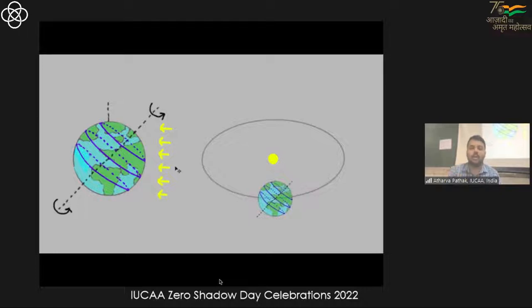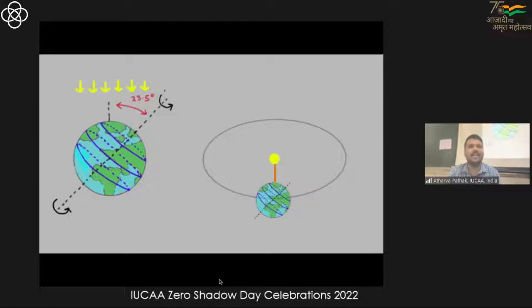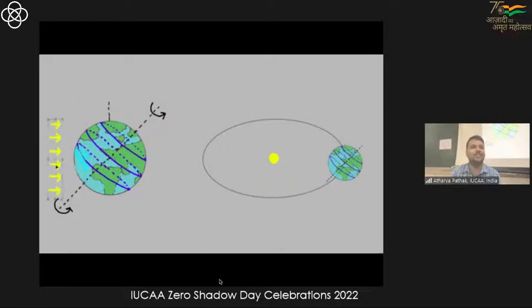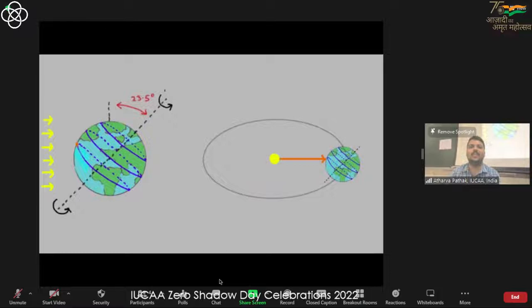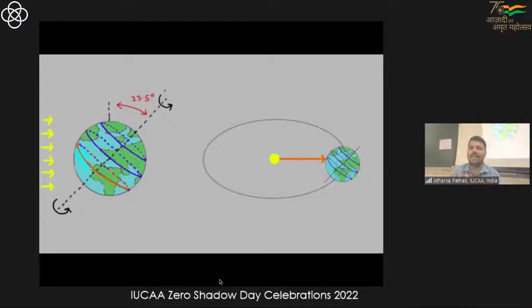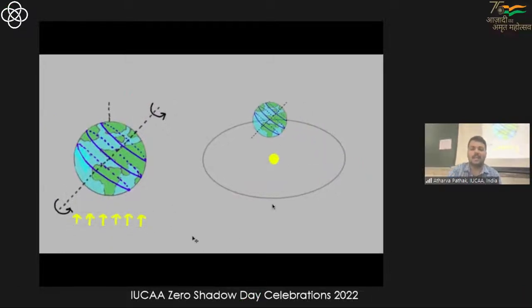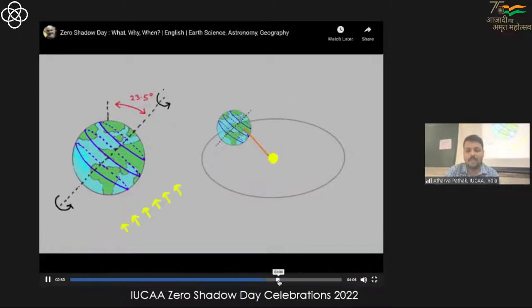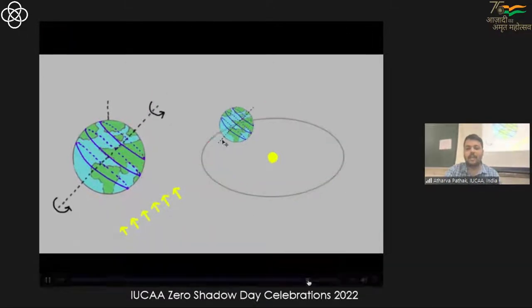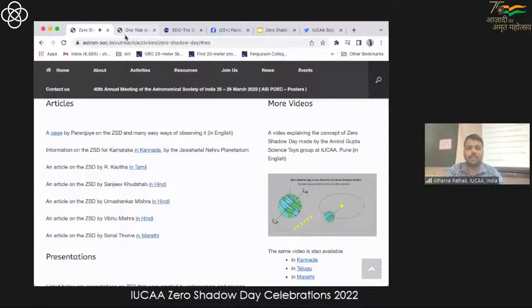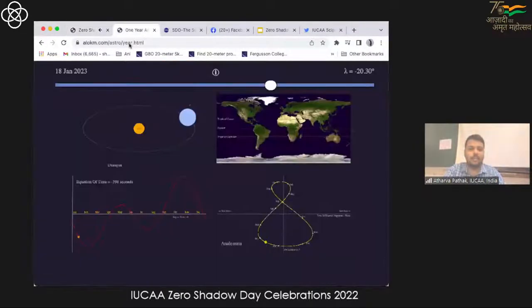The local noon of different places will be different. In case of Pune, it should have been 12, right? But it is 12:31 because we are slightly towards the west of the Indian Standard Time meridian. So had we been on the Allahabad longitude and on the same latitude as Pune, our Zero Shadow Day would have been at 12 o'clock. But since we are on the west, our Zero Shadow Day is slightly later than 12. And you can see these beautiful animations and explanations, and then learn more about the Zero Shadow Day.